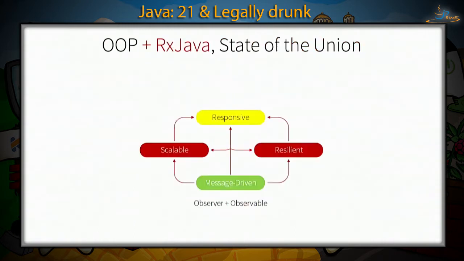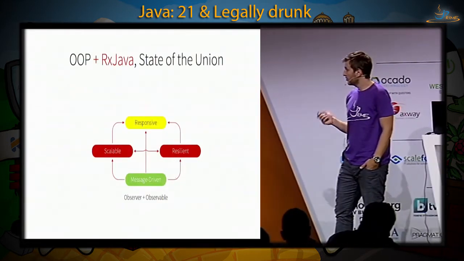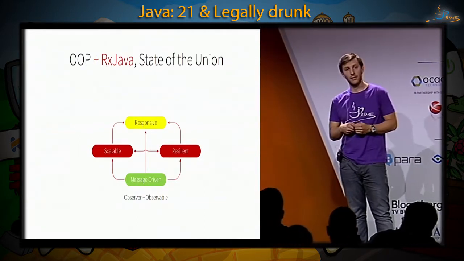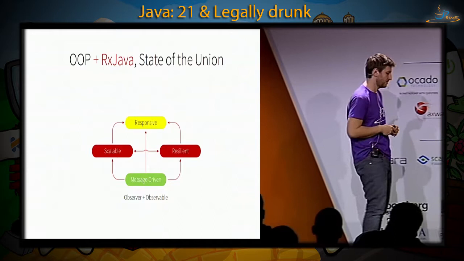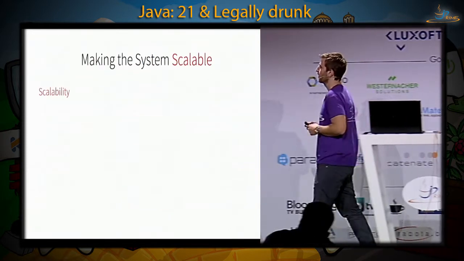Okay, now back to our diagram. Only this time, we added RxJava to our object-oriented paradigm. So in order to handle message-driven communication, we introduced observer as the message consumer and observable as the message producer. Now let's tackle scalability. Now that's a little bit hard to do.